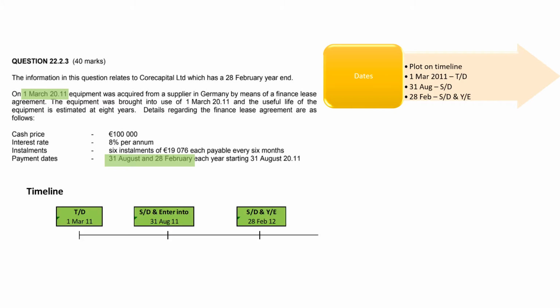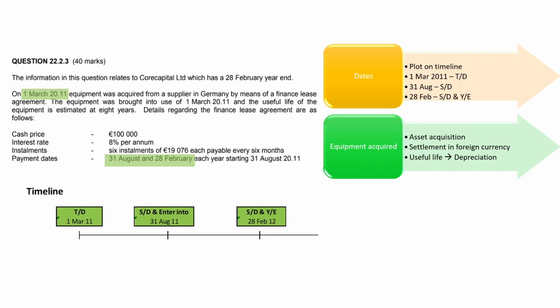1 March 2011 being your transaction date, your first settlement date or your first installment date will be 31 August 2011, and as at 28 Feb 2012 that will be another installment date, and that will also be your year end. In terms of the transaction, bear in mind that it's an asset acquisition. Equipment was acquired. You will be settling this transaction in a foreign currency, which is euro.